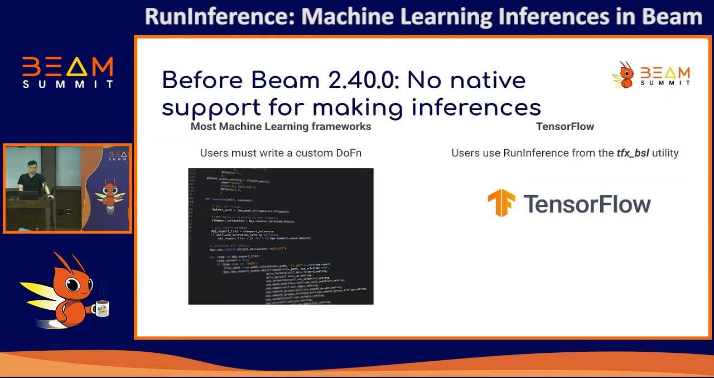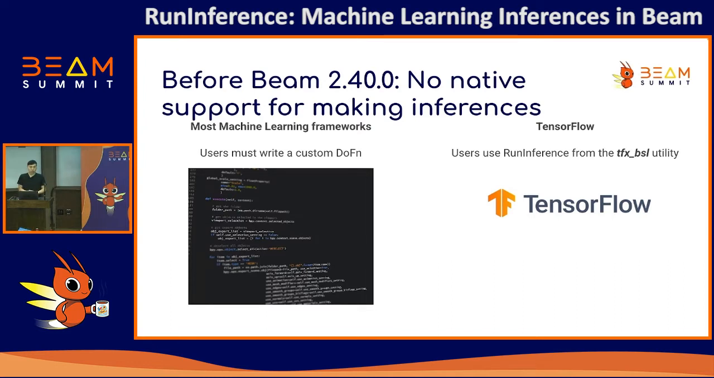So in the past, before Beam released 2.40, developers had really two options to make inferences. Users of most machine learning frameworks had to write their own DoFn and code up all the logic to do the pre-processing, make the inferences, and then process the outputs. While this is pretty straightforward for prototypes, and that's the beauty of writing your own transforms in Beam, it becomes much more work if you're working with a lot of different models and different frameworks. The typical inference process has a lot of shared boilerplate that is model agnostic, and you would have to repeat a lot of this over and over again. So that's a major pain point.